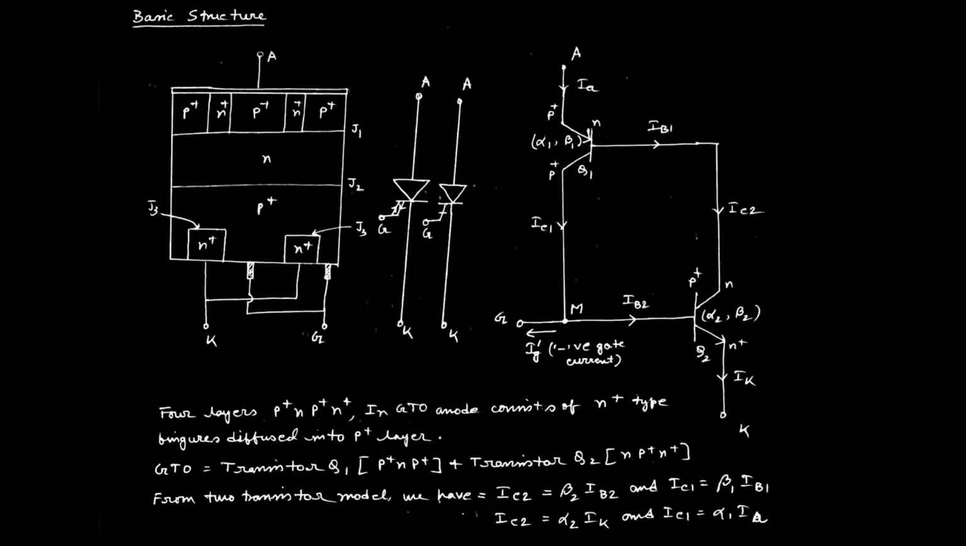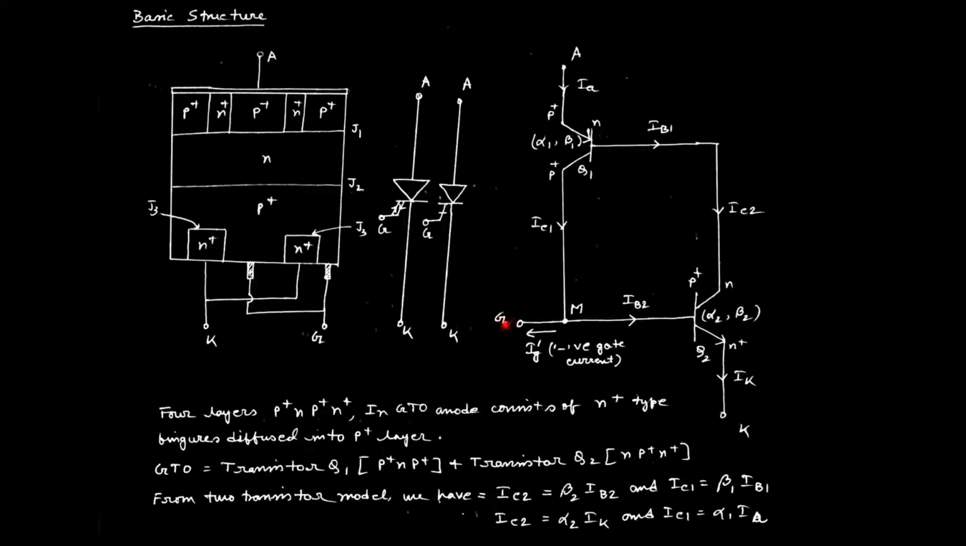So we can say GTO equals transistor Q1, that is p plus n p plus, and transistor Q2, that is n p plus n plus. The schematic circuit diagram has been given over here, in which we have mentioned this is the transistor Q1, that is p plus n p plus, and transistor Q2, that is n p plus and n plus.